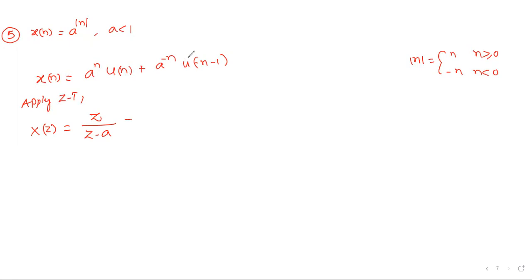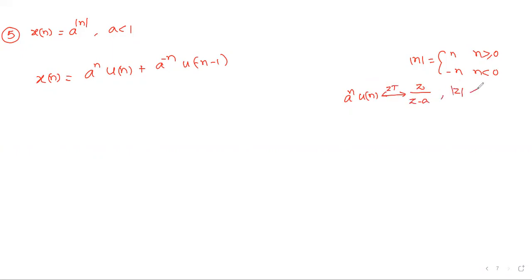Minus a power minus n u of minus n minus 1. Before doing this, I will write it here, because we need to remember the formulas. What are the two standard signal formulas? a power n u of n, the Z transform is z by z minus a, where mod z is greater than a, a right sided signal. Now a power n u of minus n minus 1, what is the Z transform? Minus z by z minus a, mod z is less than a.